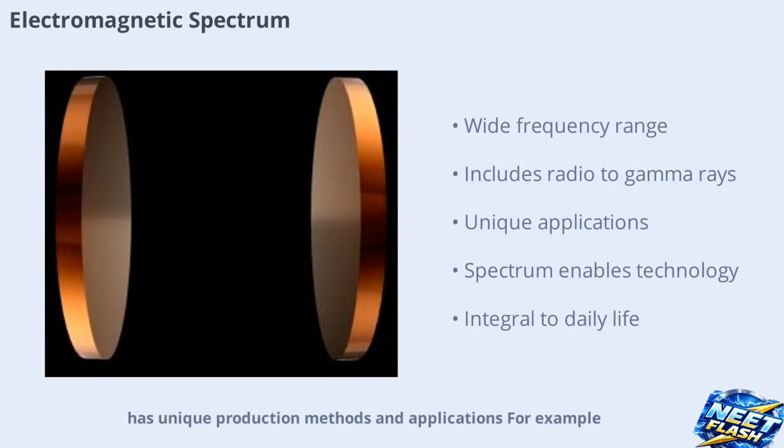For example, radio waves are used in communication, microwaves in cooking and radar, infrared in night vision, visible light in everyday vision, ultraviolet in sterilization, X-rays in medical imaging, and gamma rays in cancer treatment. The spectrum's diversity enables countless technologies and scientific discoveries, making electromagnetic waves integral to modern life.